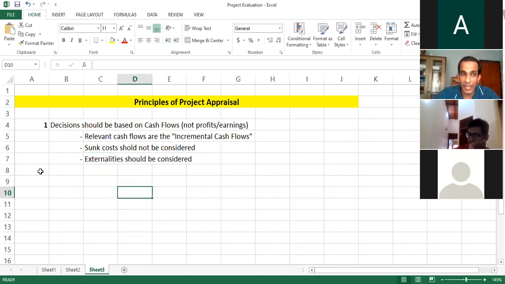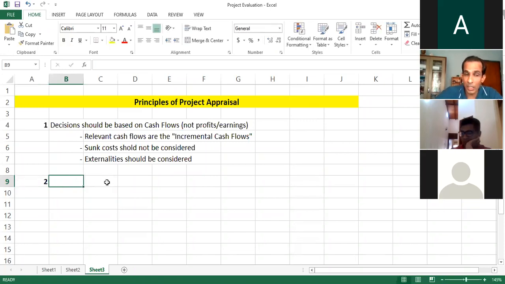That means if the new product can affect the existing products or existing projects, we call that externality. It can affect positively, it can affect negatively. Both factors should be considered. If there is a positive externality, that should be incorporated as cash inflows. If there are negative externalities, the estimated cost should be included as outflows, right? So these important points should be considered in estimating cash flows.